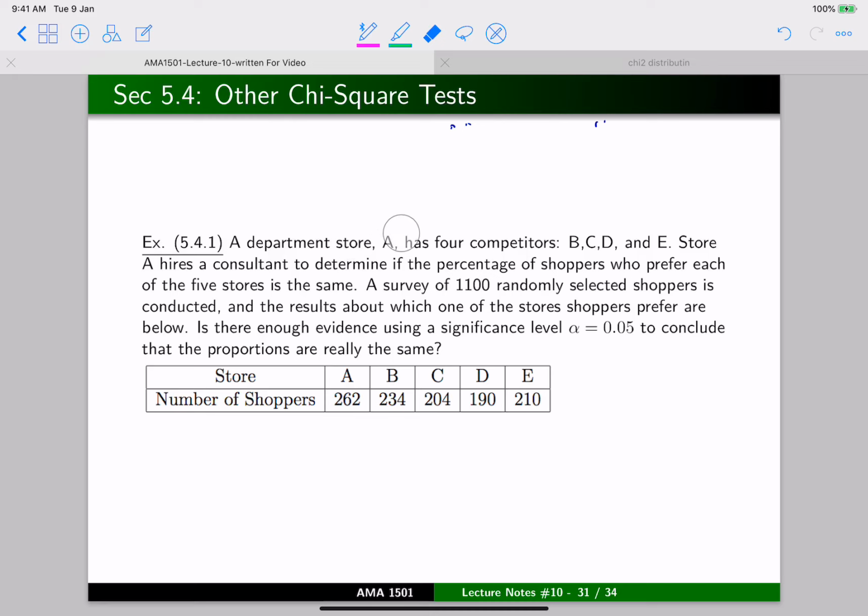The department store called A has 4 competitors called B, C, D, and E. Store A hires a consultant to determine if the percentage of shoppers who prefer each of the 5 stores is the same. A survey of 1,100 randomly selected shoppers was conducted, and the results about which of the stores they prefer are below. Is there enough evidence using significance level 0.05 to conclude that the proportions are really the same? That is, do the customers really like the stores the same?